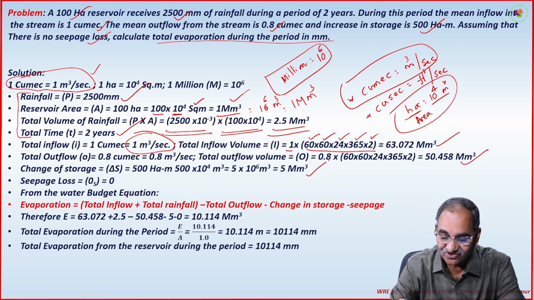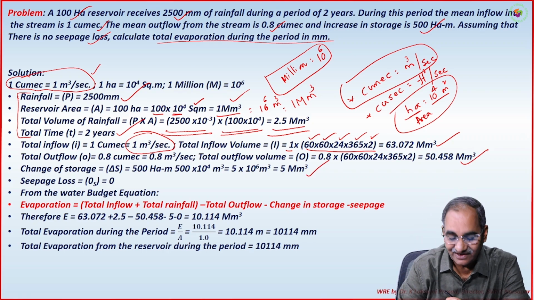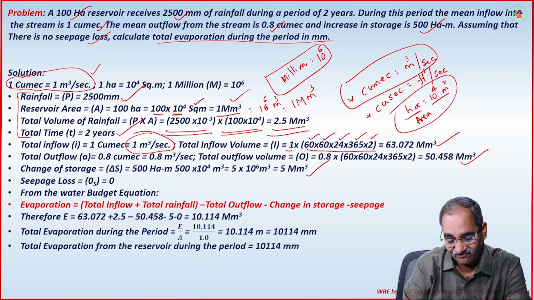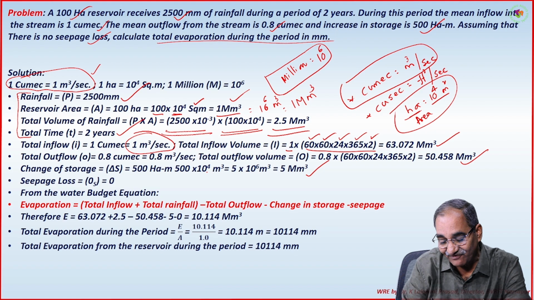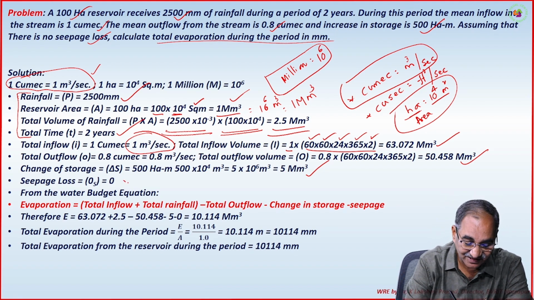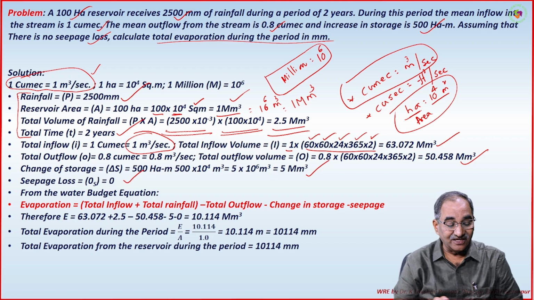Change in storage also he has given. How much has he given? 500 hectare meters. That means 500 into 10 to the power of 4. 2 zeros also come here, 5 into 10 to the power of 6. So 5 million cubic meter. Seepage loss, what did he mention? 0.